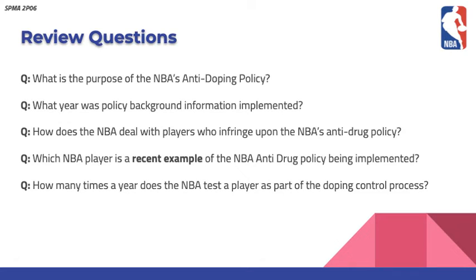Question number 1. What is the purpose of the NBA's anti-doping policy? Question number 2. What year was policy information implemented? Question number 3. How does the NBA deal with players who infringe upon the NBA's anti-drug policy? Question number 4. Which NBA player is a recent example of the policy being implemented? And finally, question number 5. How many times a year does the NBA test a player as part of the doping control process?